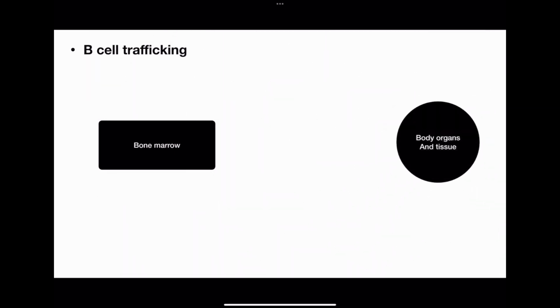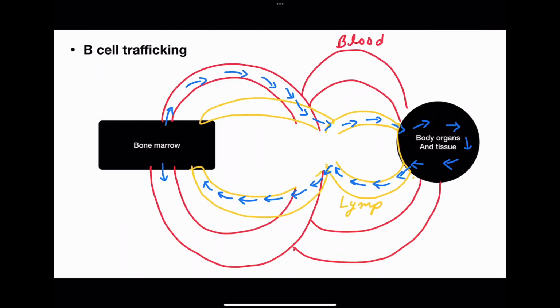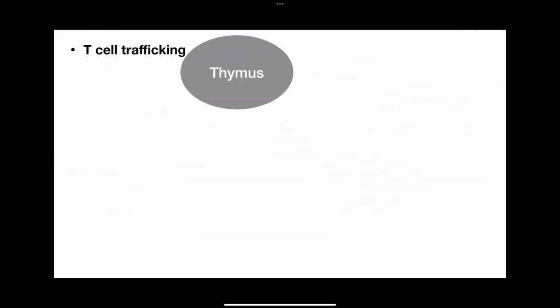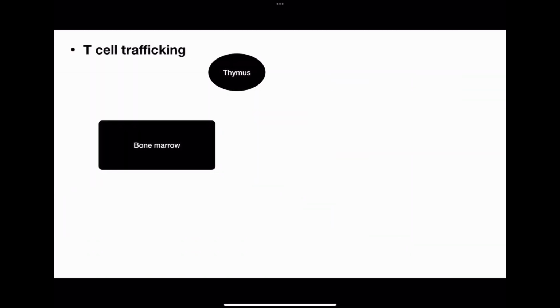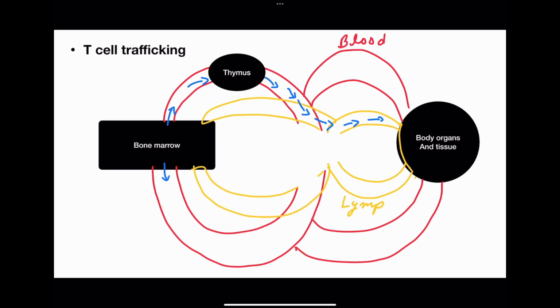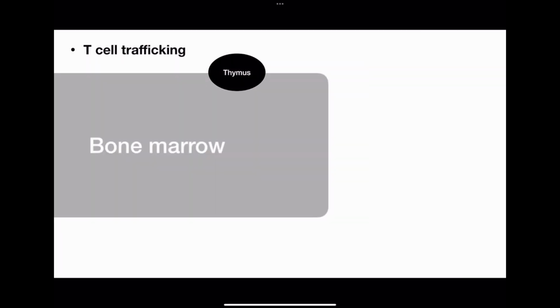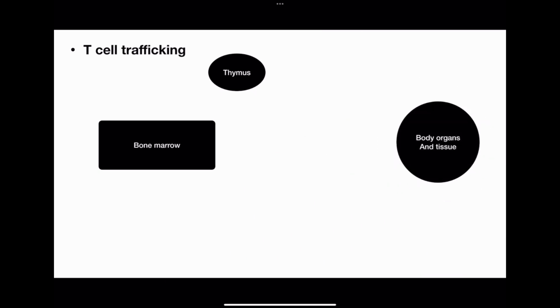In the case of B cells, they originate from bone and circulate through blood, then diffuse to lymph and aggregate at lymph nodes, then recirculate. In the case of T cells, they originate from bone marrow, and maturation occurs in the thymus, so they circulate to the thymus by blood, then diffuse to lymph, and then recirculate to the whole body through lymph and blood.